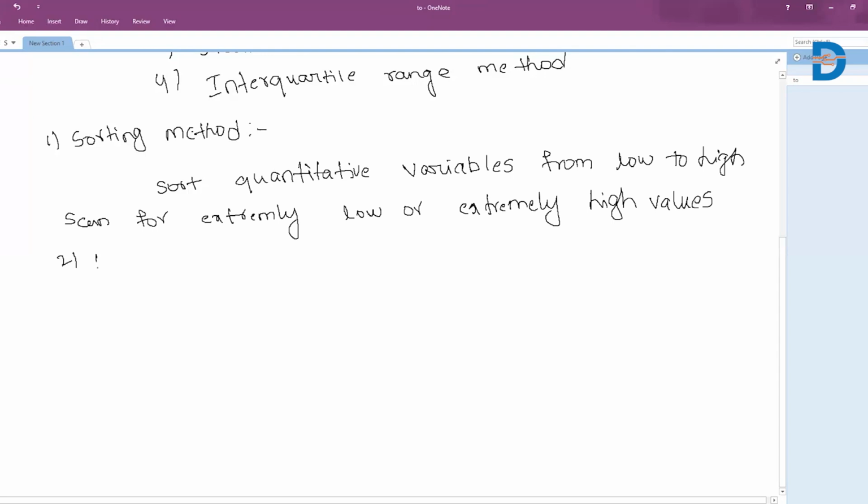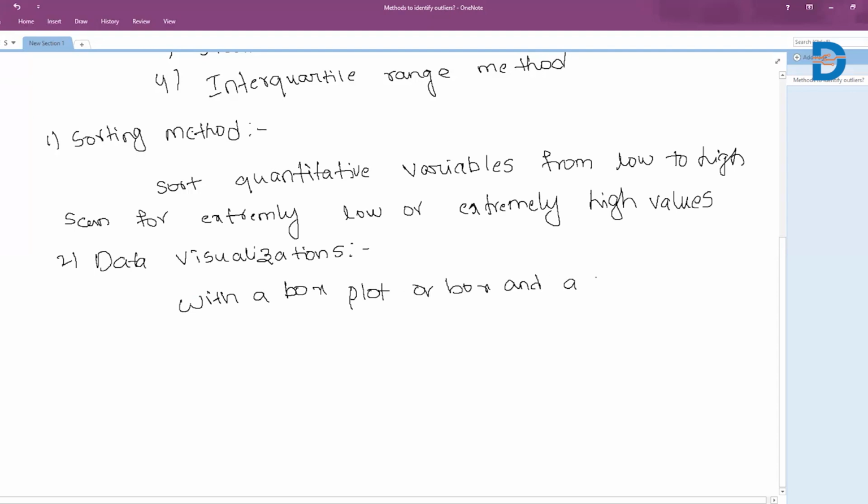And the next one is the data visualization method. We can use software to visualize our data, right? With the help of a box plot, or box and whisker plot, you can see the data distribution at a glance, and we can get the outliers from the data visualization method.